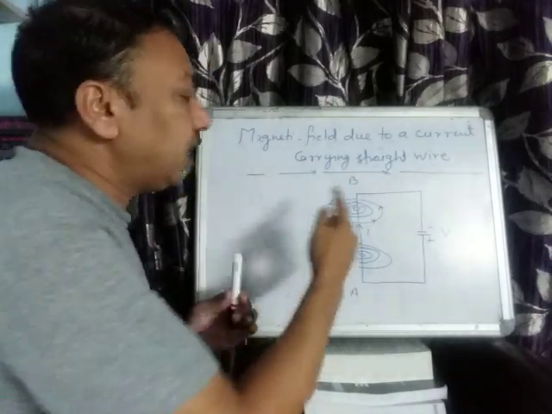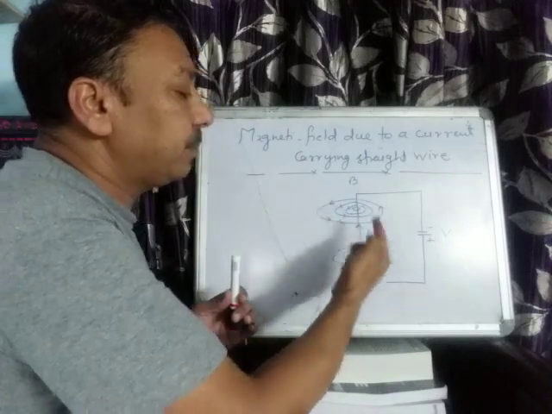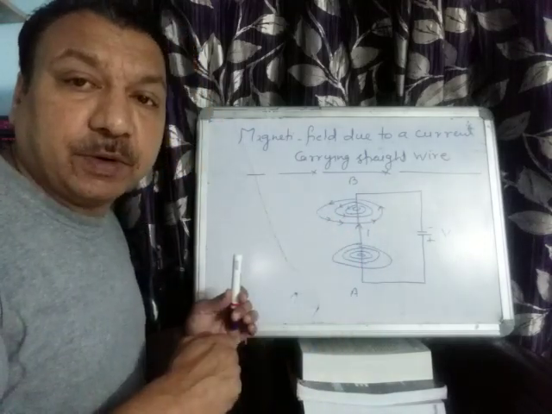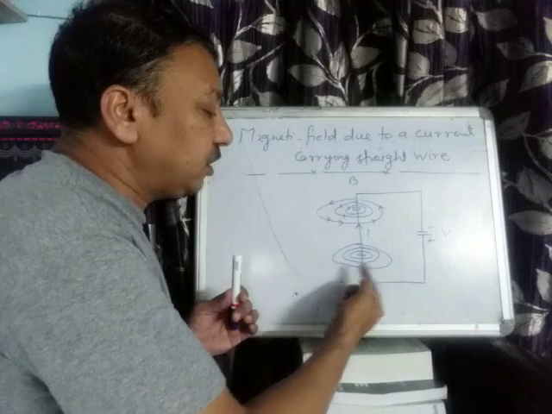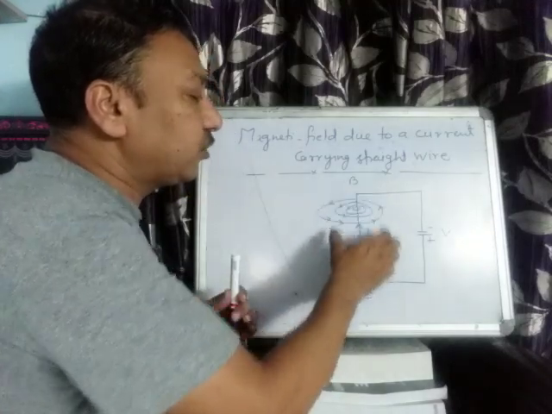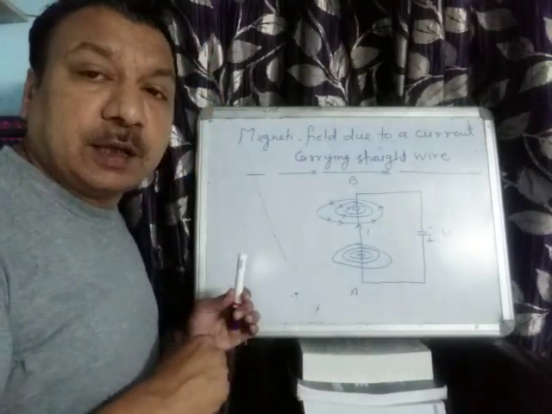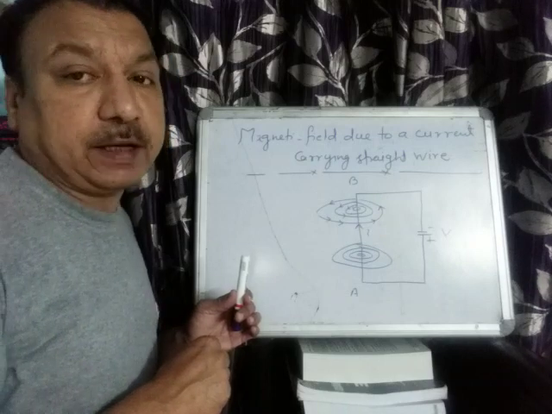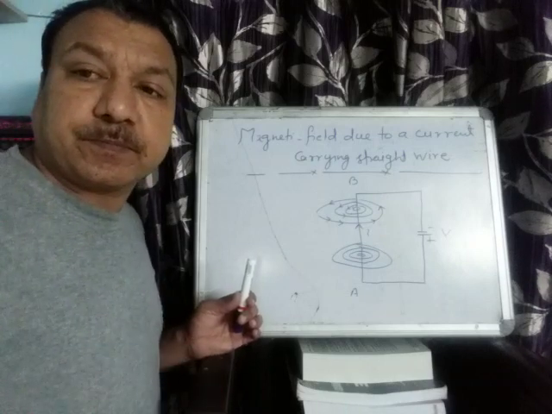So it will start behaving like a magnet. If you just imagine the number of concentric circles, it will be a solenoid kind of structure. So that will behave like a magnet.